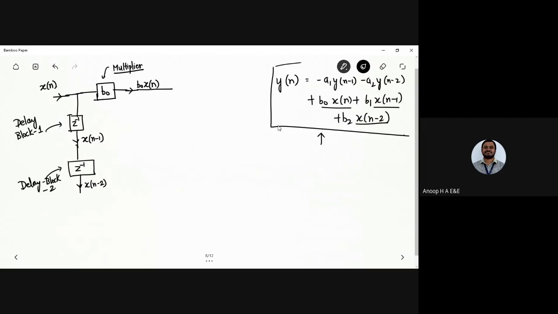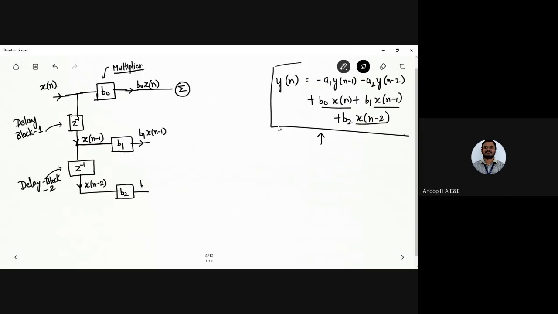Now this one which is x of n minus 1. Again, I am tapping the signal from x of n minus 1 and I can have a delay block. I'll be having a multiplier block again, which is b1. The output is b1 times x of n minus 1. Now this one which is b2. Okay, this is b2. Now I'll be having a summer block here.